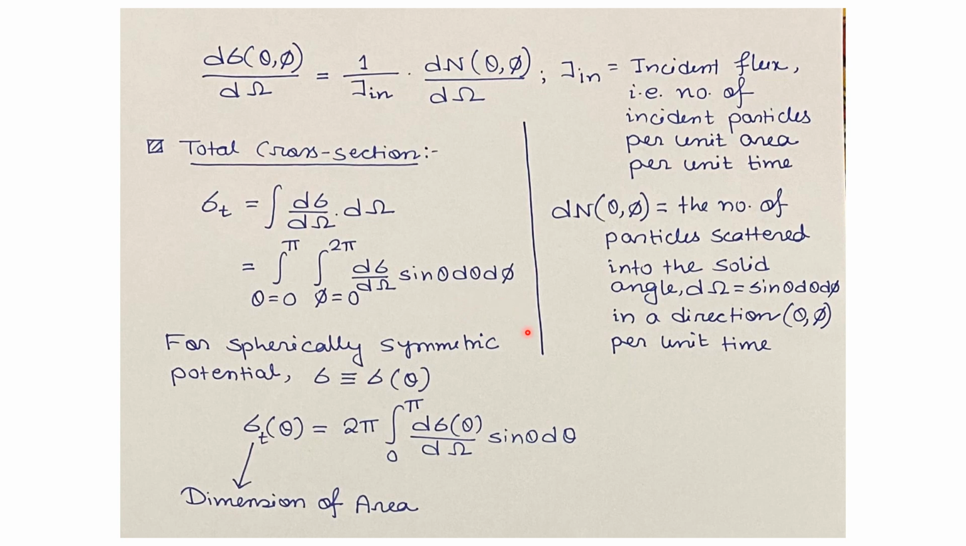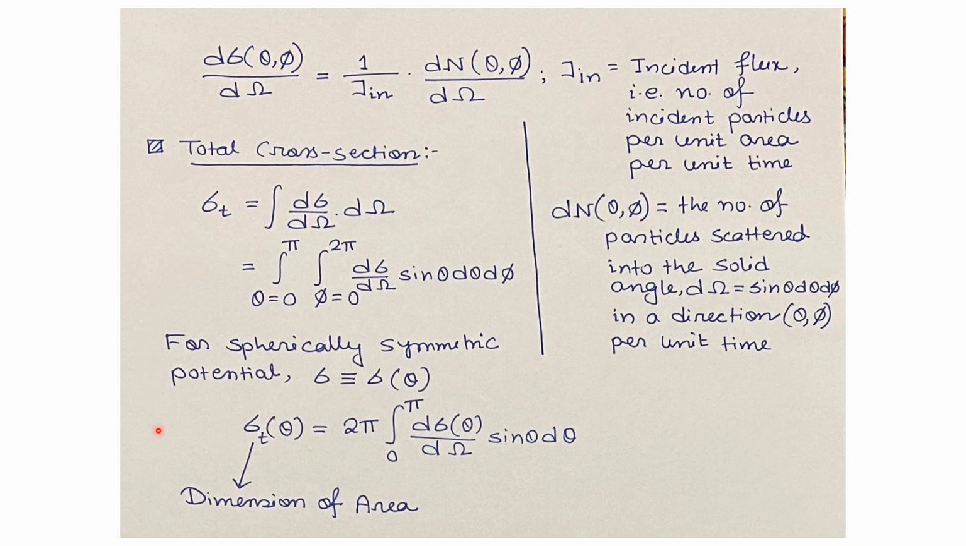Now we will consider a special case. Our scattering potential is spherically symmetric. If we consider our potential is spherically symmetric, then dσ/dΩ will be only a function of theta. So dσ/dΩ will not depend on the phi term. Hence, our total scattering cross section will also be a function of theta only, not phi.